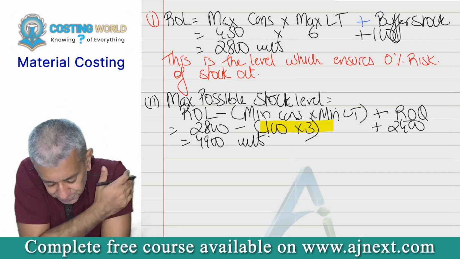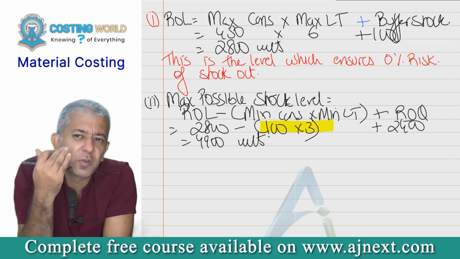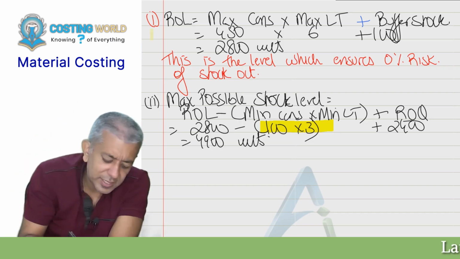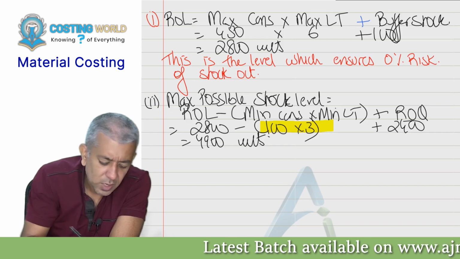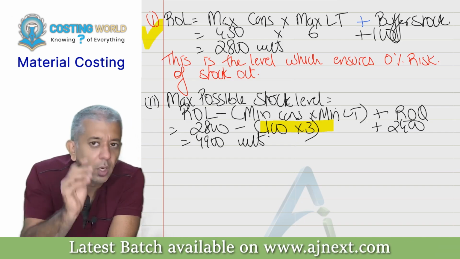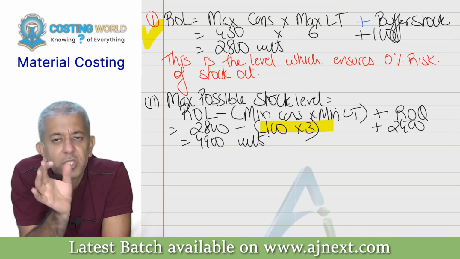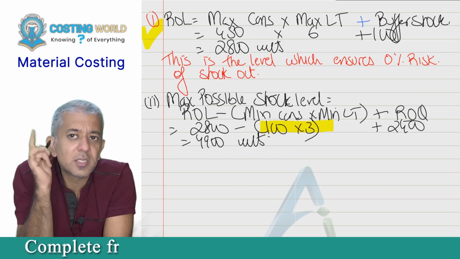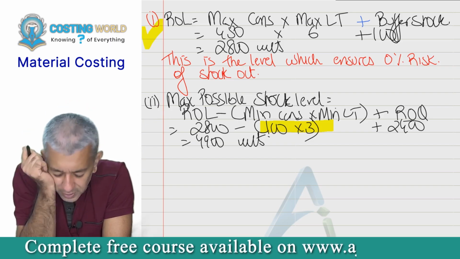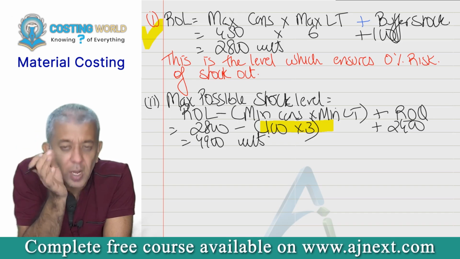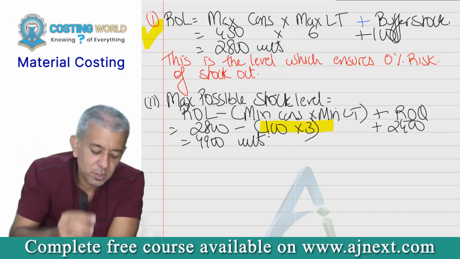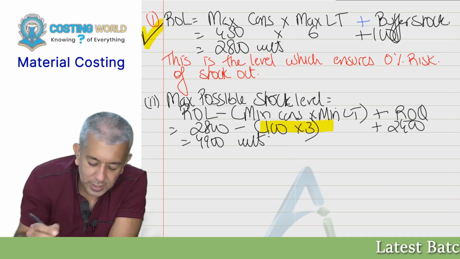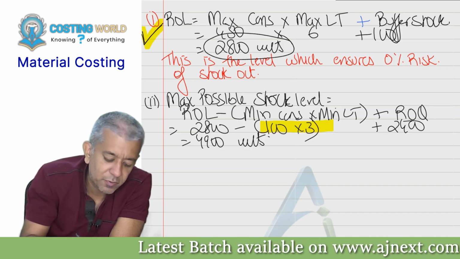Now, I was the CEO of this company, setting all these particular things. So first thing, I told my purchase manager. Purchase manager is that guy who orders the raw material to the supplier. So I had told my purchase manager, whenever the stock level touches 2800, it is time for you to order.